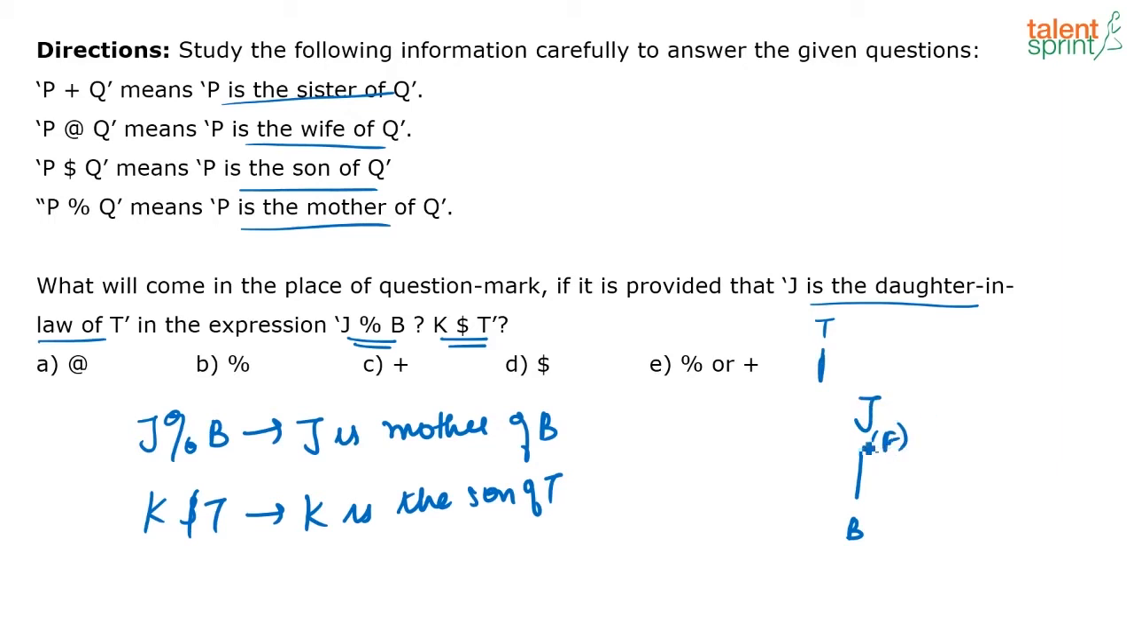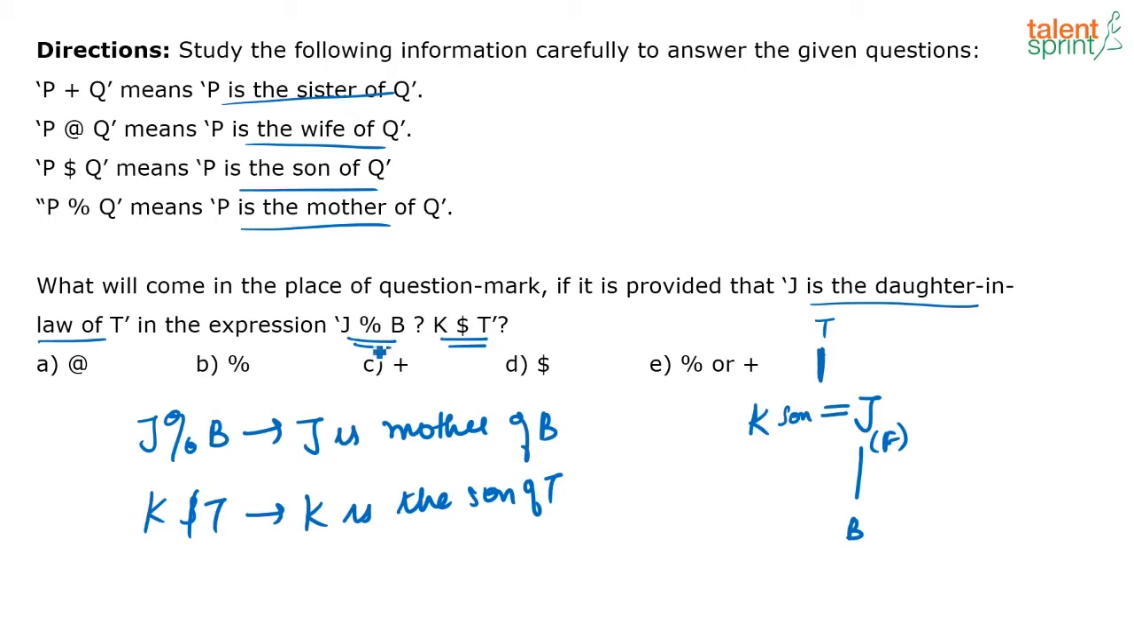See, we know that J is a female. It is also given that J is the daughter-in-law of T, which means this T has a son whose wife is going to be J. Correct? That's what it means. Next, they have given that K is the son of T. So, if they give K is the son of T, which has to be K? So, obviously has to be K, because these are the only people that is given.